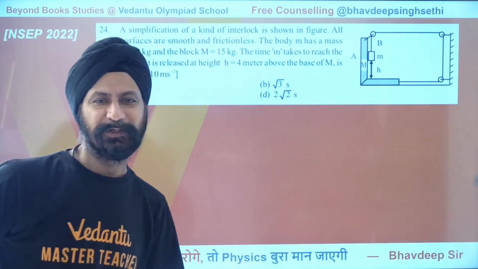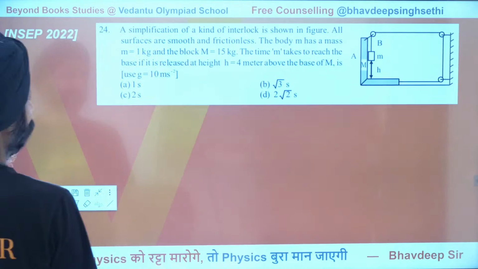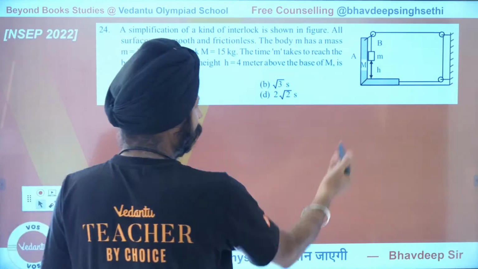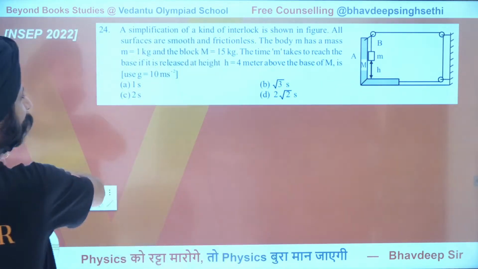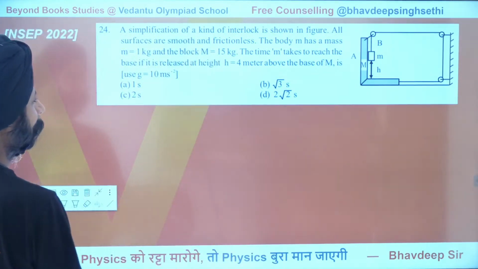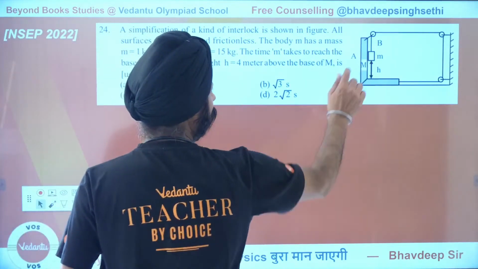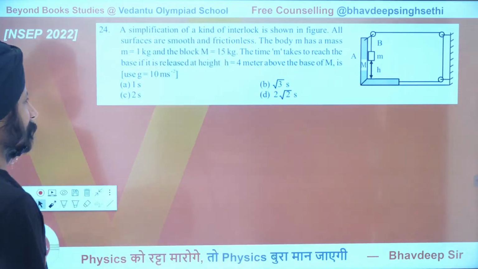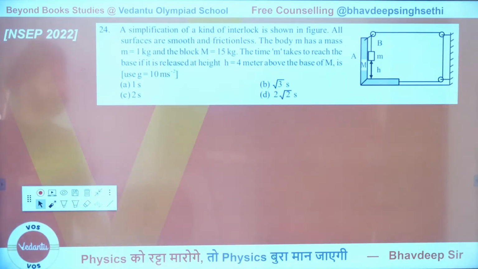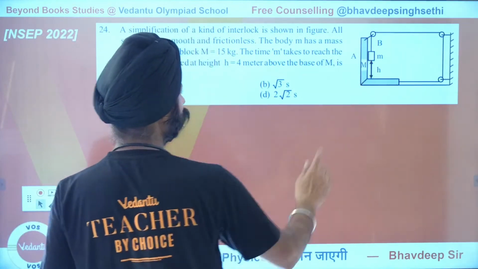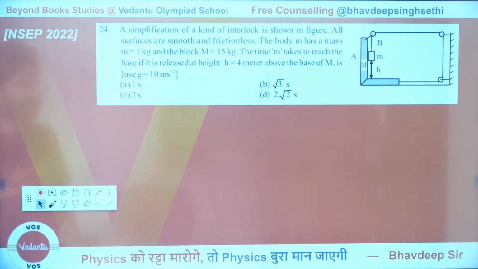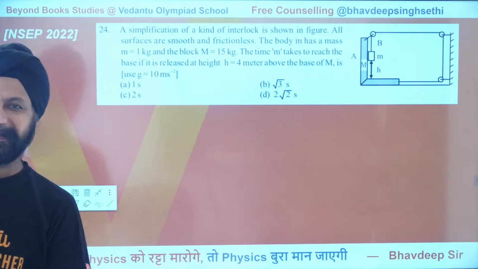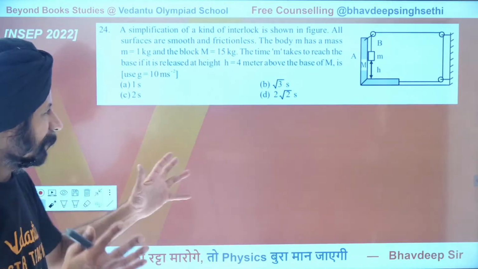So the very first question that we have here says, all the surfaces are smooth and frictionless. The body mass, this one, is 1 kilogram, this tiny body, and the bigger frame here is 15 kilograms. It says the time that this mass m takes to reach the base there, assuming the height here was 4 meters, is how much? Use gravity as 10. Very easy question if you visualize what's going on.